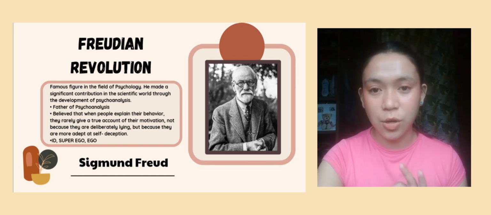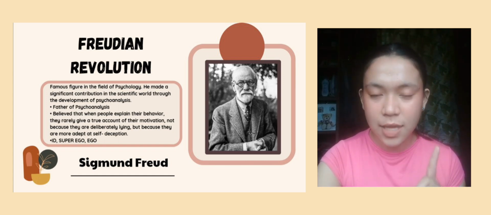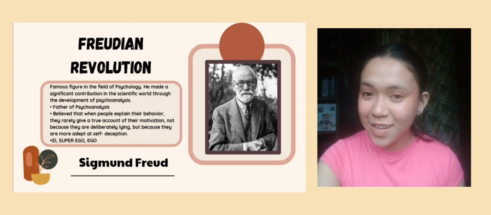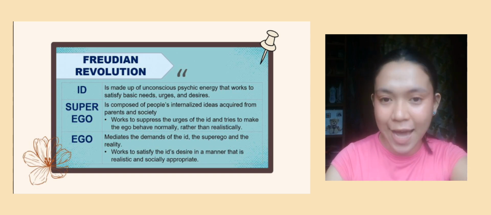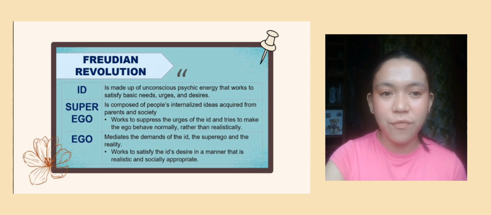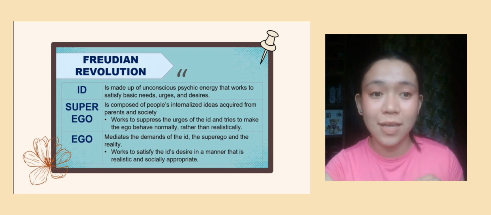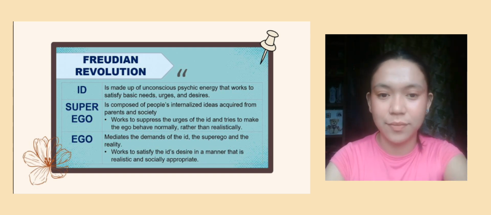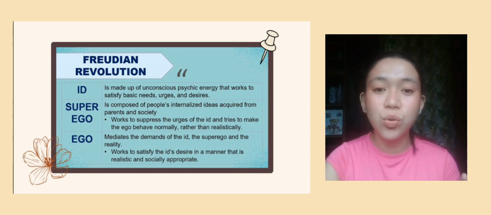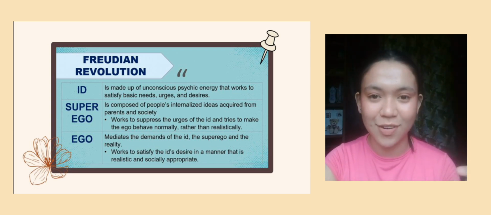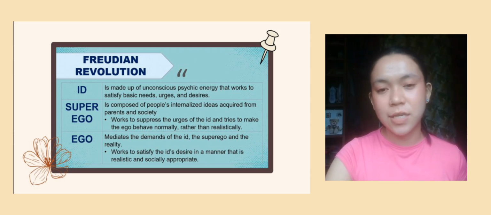So there are 3 types of self-deception: the id, superego, and the ego. Let's define them one by one. First, we have the id. The id is made up of unconscious psychic energy that works to satisfy basic needs, urges, and desires. When we say id, it is when we demonstrate our basic needs or wants and how those needs are met. The id is also known as a source of our body needs.